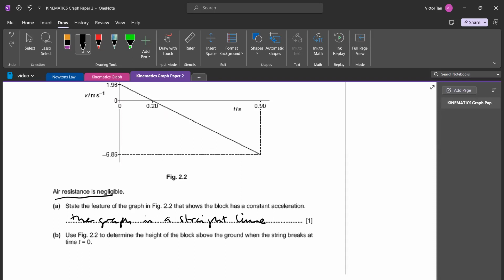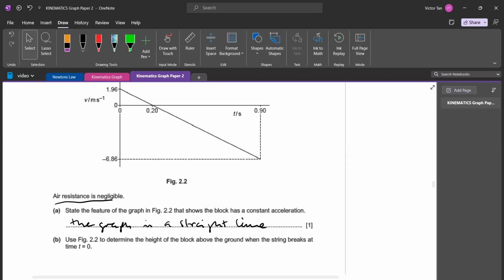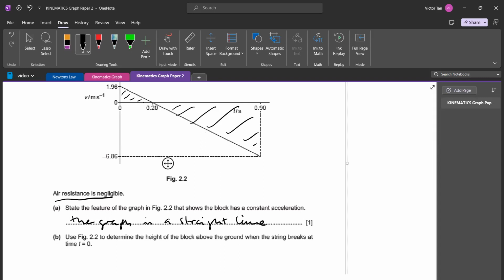Use figure 2.2 to determine the height of the block above the ground when the string breaks at time t equals 0. So you will have this negative displacement here will show the height of the block. The highest point here is when it is continuing moving upwards. So the question wants the height when the string breaks. So you have to take the area below the graph minus the area above the graph.